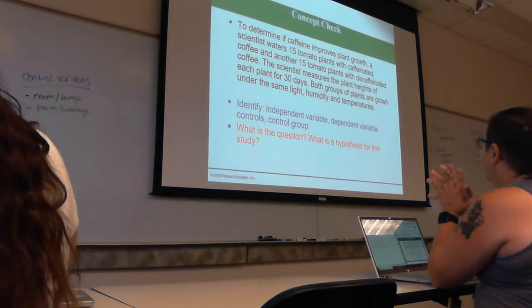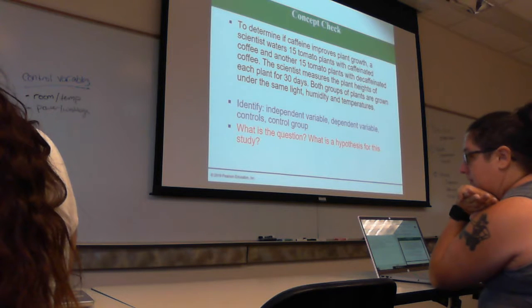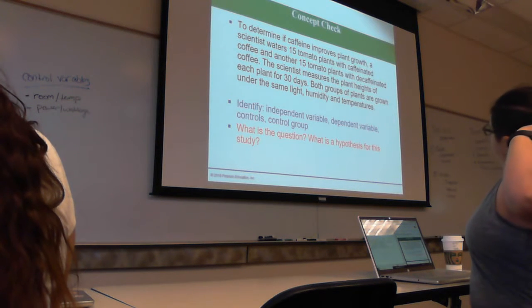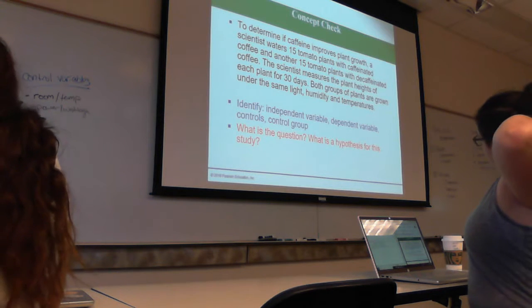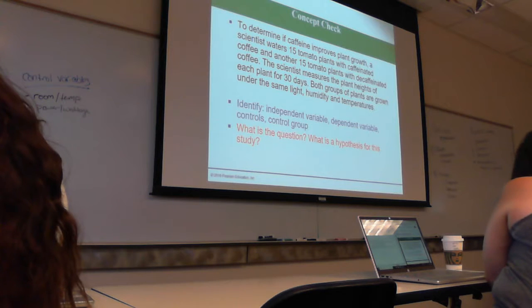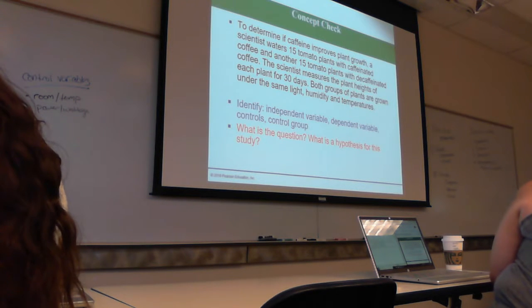So in your group or with your partner, identify the independent variable, the dependent variable, the controls, and the control group. And then what is the question that the scientist is trying to answer here, and come up with a hypothesis for the study. And then we'll go over it together.